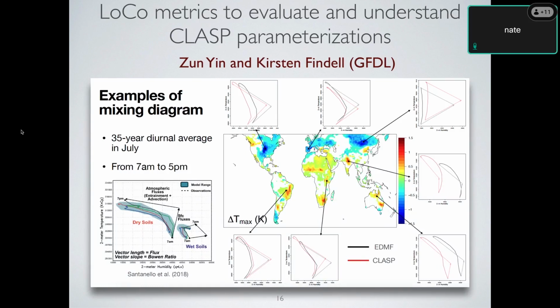And what I'm showing here are examples of mixing diagrams that are really telling us how things evolve over the day, and for dry soils and wet soils, where that energy is effectively going, and how the CLASP parameterization is changing that. Next slide.